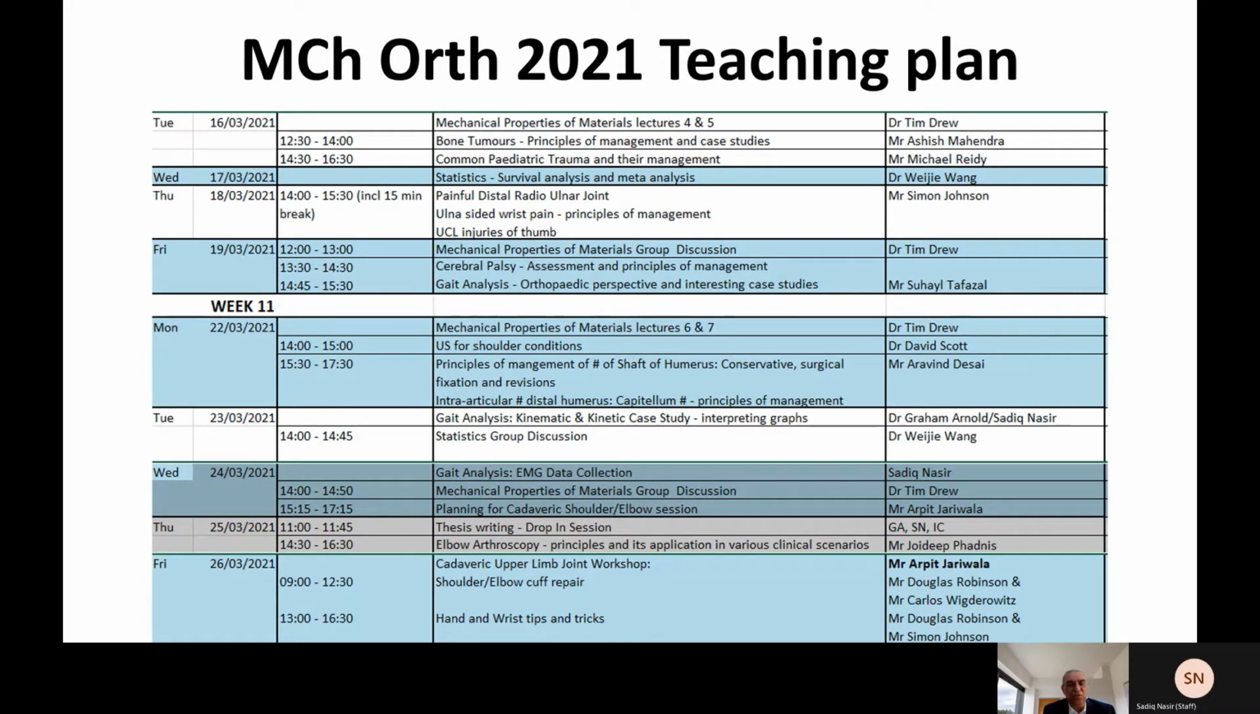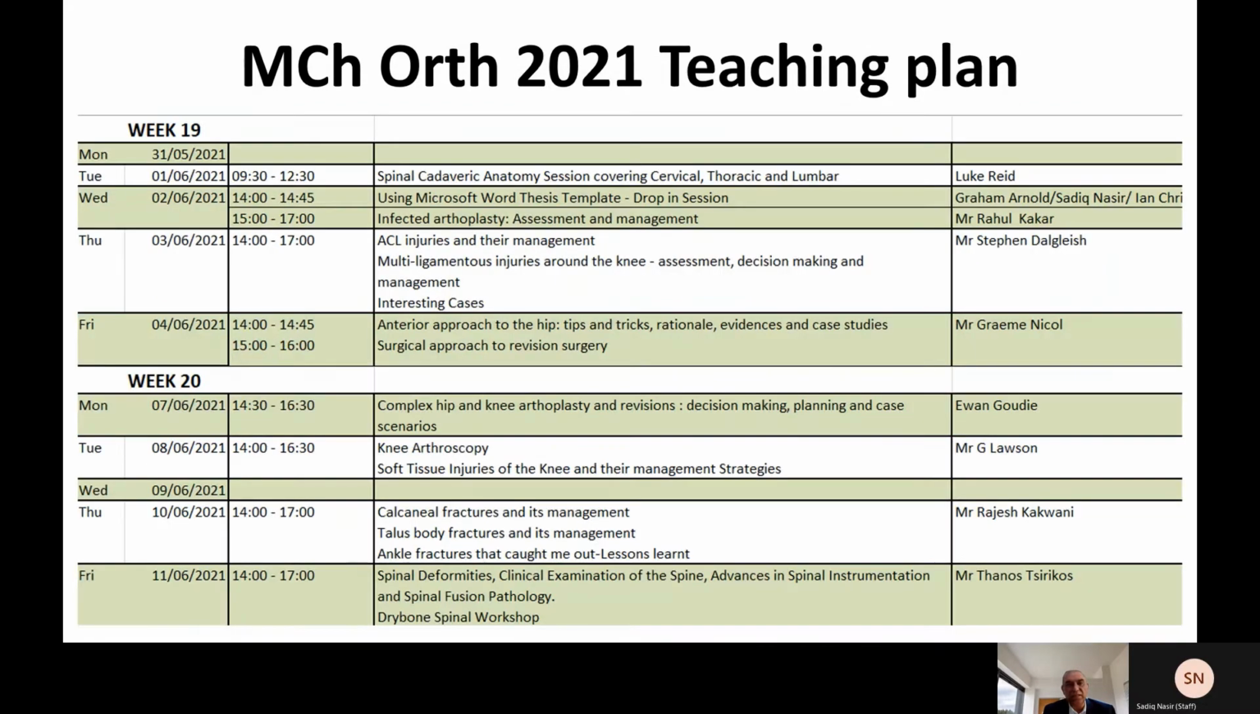You have proximal humerus fractures, cerebral palsy, elbow arthroscopy, and also quite a few sessions of cadaveric workshops on Thiel cadavers, which are very lifelike. You get shoulder and elbow with cuff repair, and hand and wrist techniques, tips and tricks, which I lead on. In the second semester, you again have spine, so you have cadaveric spine anatomy, knee injuries, approaches to the knee, and complex hip and knee discussions.